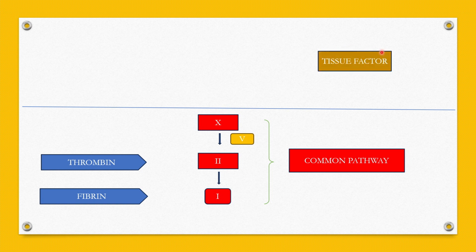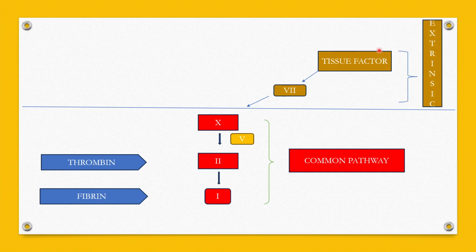Now, when there is a tissue injury, there is release of tissue factor, which activates factor 7, and then factor 7 activates factor 10. This is called the extrinsic pathway. How do you remember this? Extrinsic means the tissue is damaged from outside. So tissue factor is released, which activates factor 7, and in 7 there are two E's, and extrinsic starts with the E. So remember it like that.